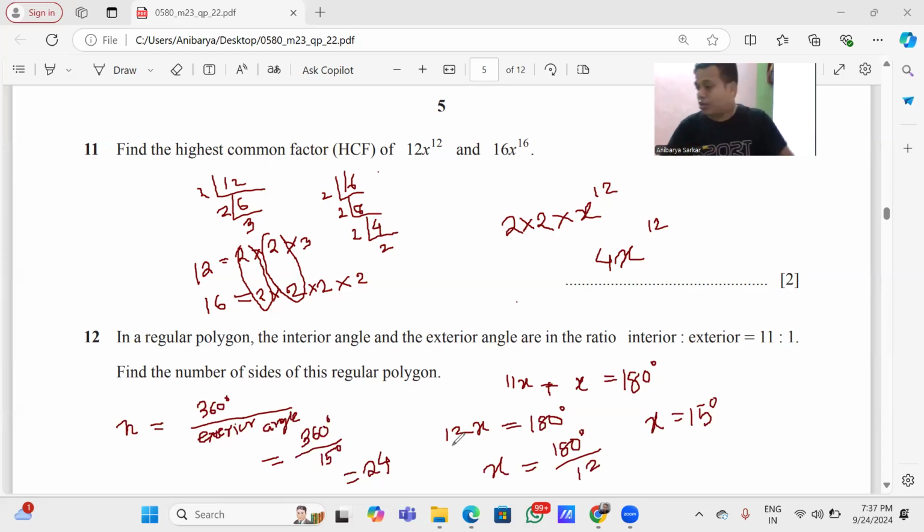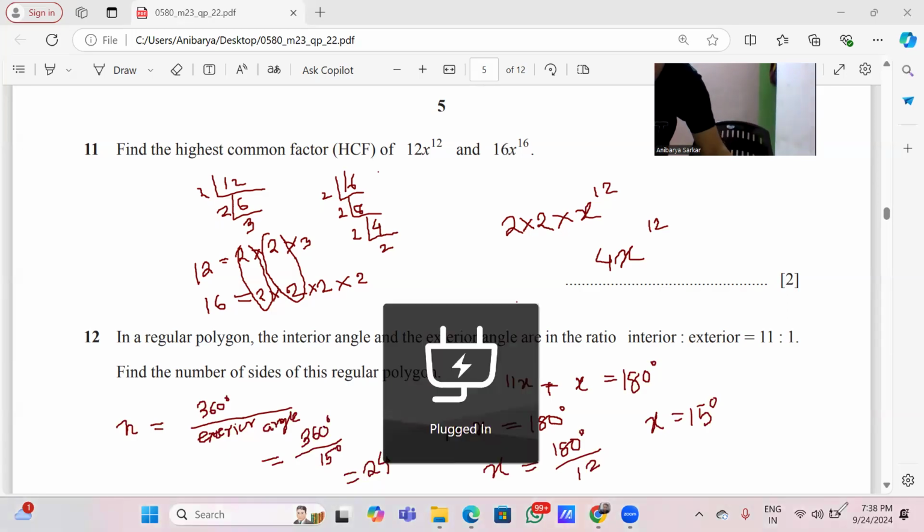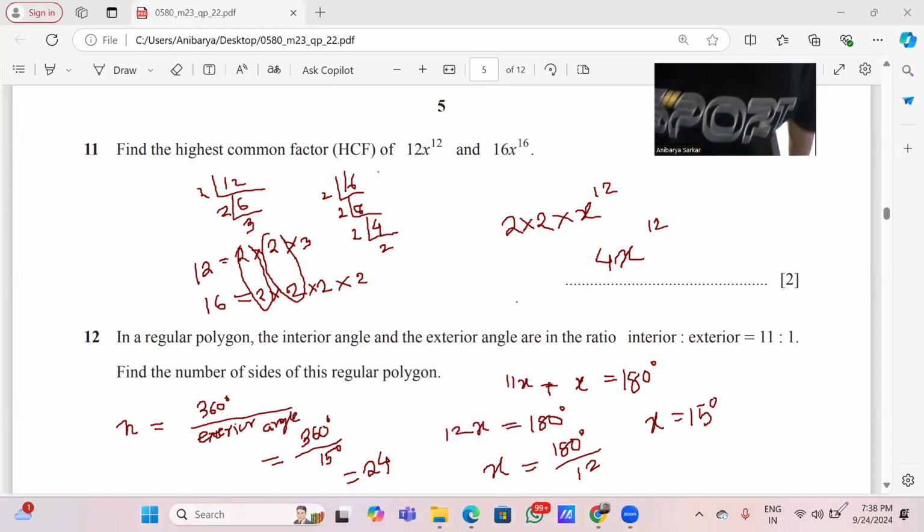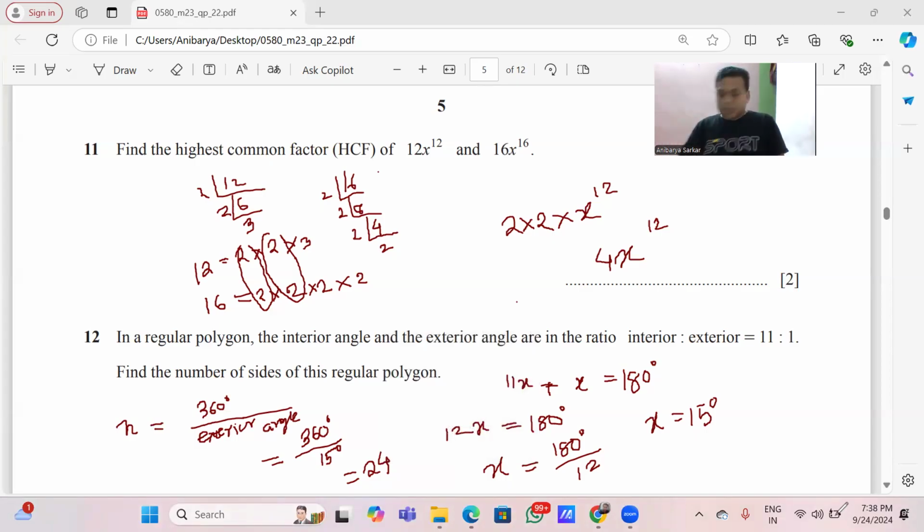Okay, just a minute. It's showing my laptop charge is low. Just a minute. Now plugged in.